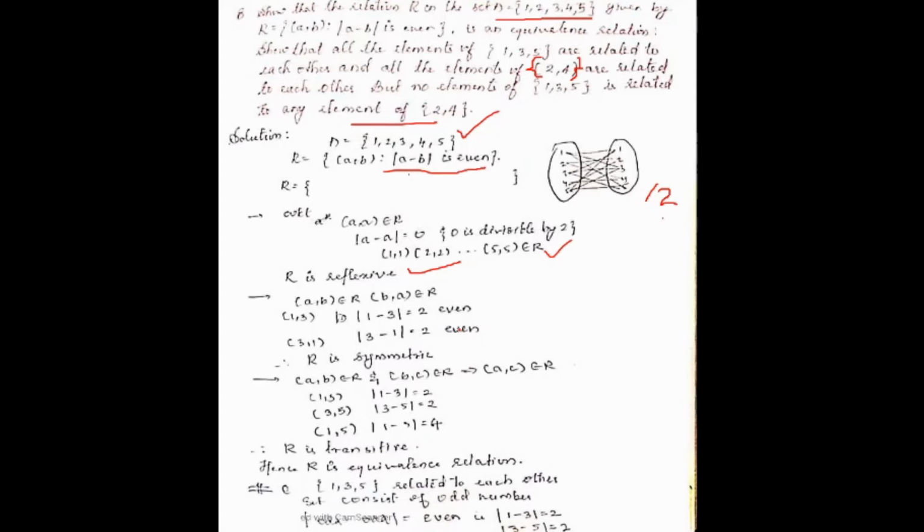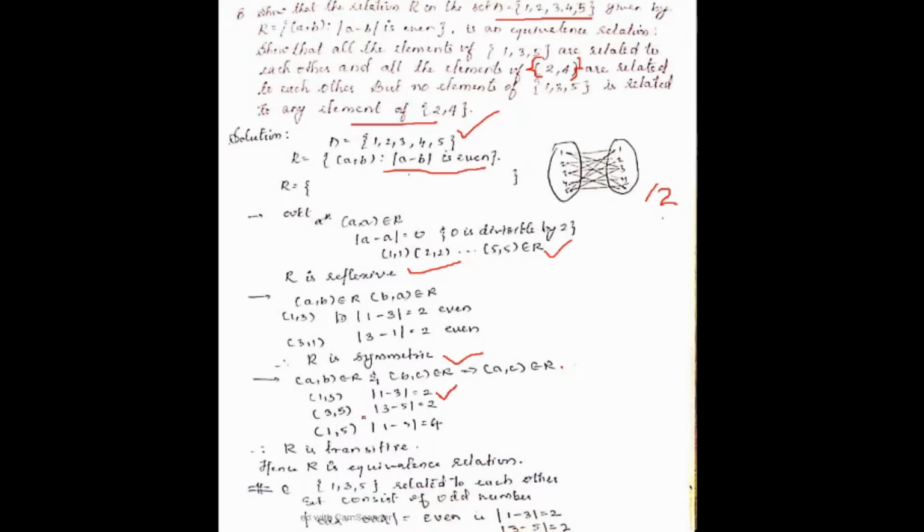It's divisible by 2, so it's even. Therefore R is symmetric. So we have passed two for equivalence, and now the third one, transitive: (A, B) belongs to R and (B, C) belongs to R, such that (A, C) belongs to R. Okay, we'll see. (1, 3): mod 1 minus 3 is 2, divisible by 2, so even.